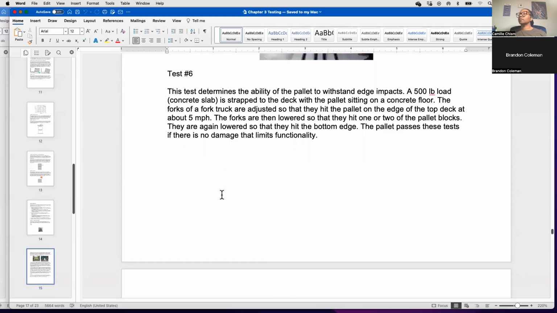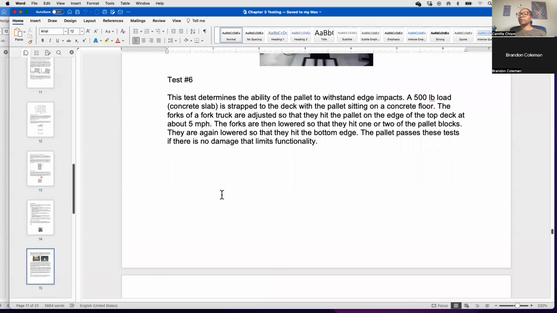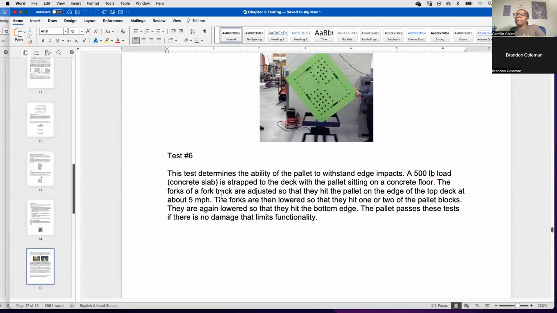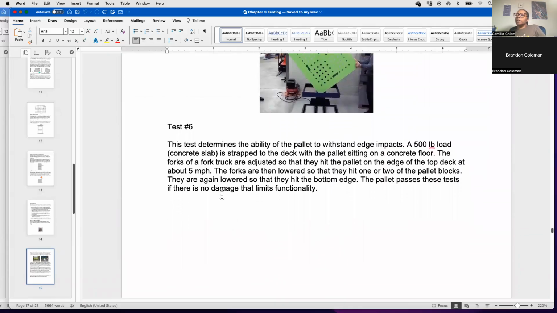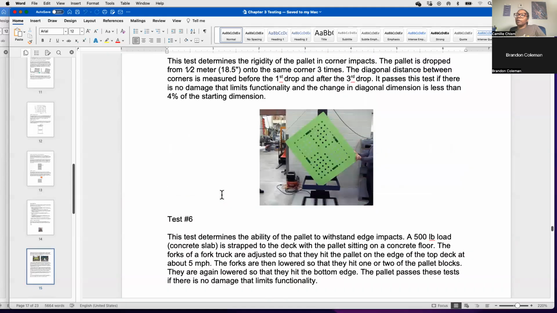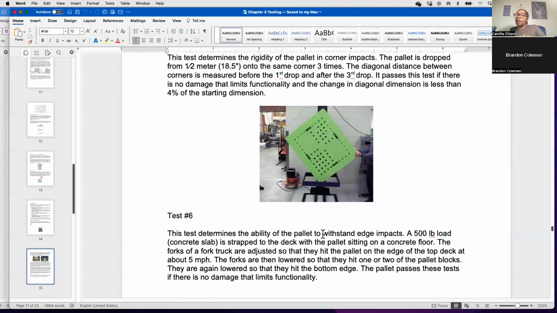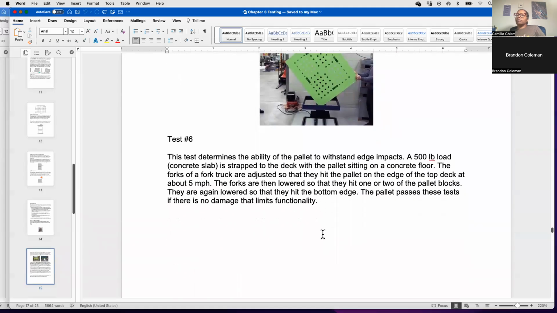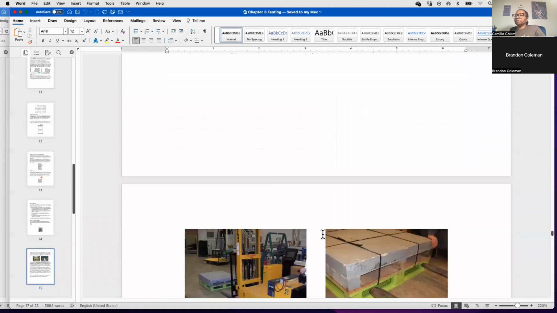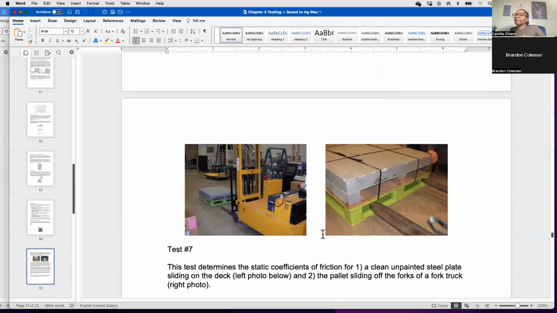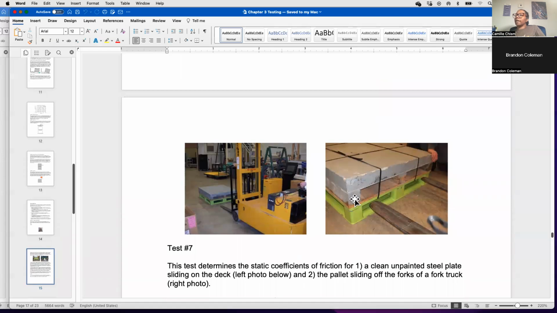So they're looking for damage. You see there's no damage, then it passes. And you know that you don't have to worry about issues with the pallet, like this right here. If you're shipping product on this, what does that do if you have another impact event? Are you going to lose product? Okay, so here's the picture of the concrete slab.